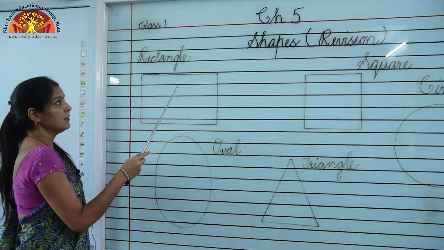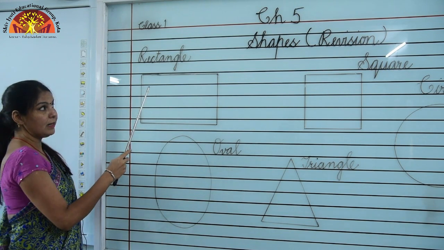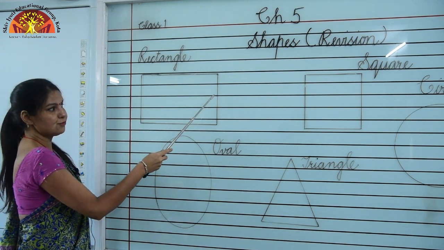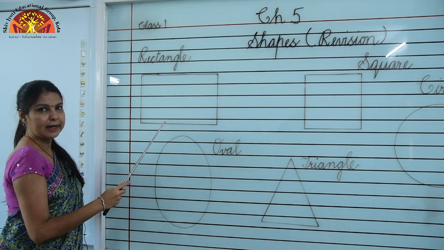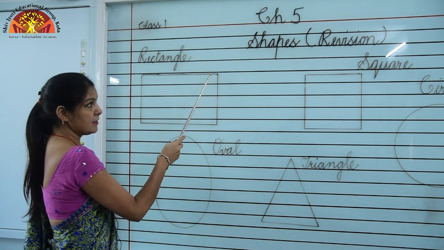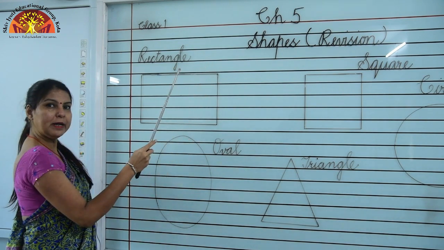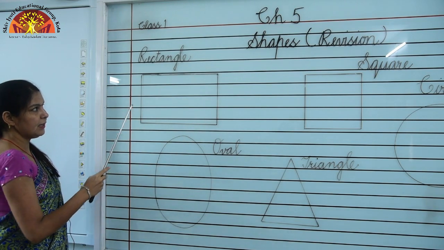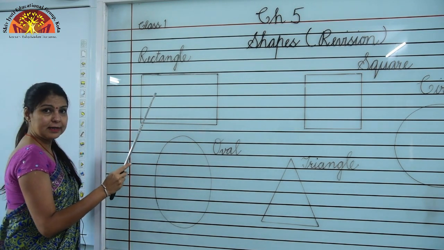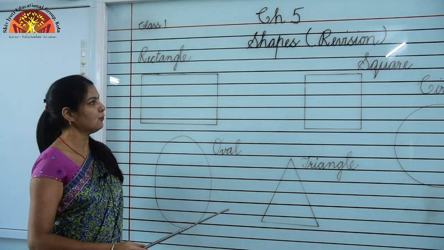What are sides? The lines which we use to draw this shape. How many lines are there? 1, 2, 3 and 4. These lines are called sides, and where these lines meet, this point is called corner. So, how many corners you can see here? 1, 2, 3 and 4. So, we can say that a rectangle has 4 sides and 4 corners.